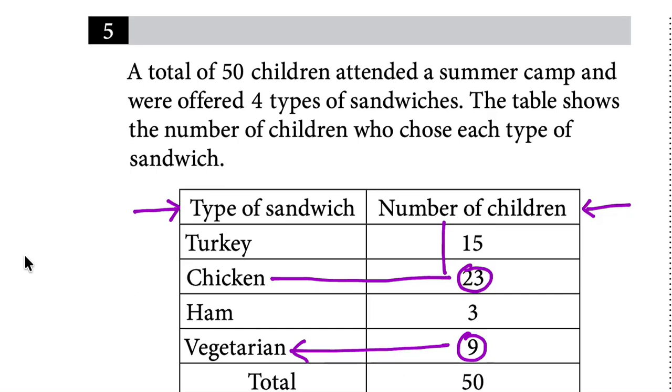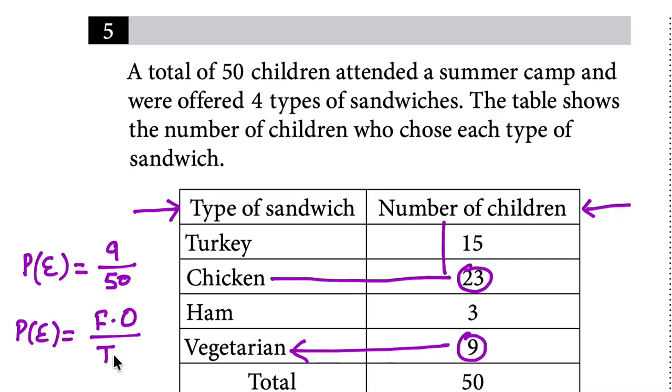And second is probability, always treat probability as like what are the chances. So if you think more in terms of chances, probability makes much more sense. So what is the chance that a child chooses a vegetarian one out of total children? So total are 50 and vegetarian sandwiches are chosen by 9 children. So 9 over 50. And if you want to write the formula, it is favorable outcome over total outcomes.